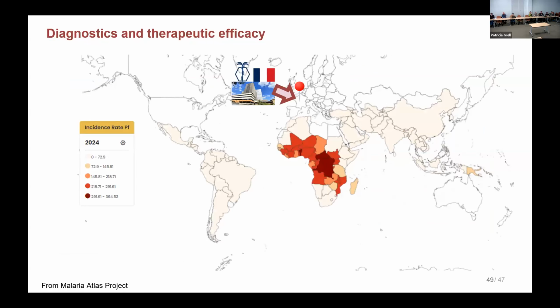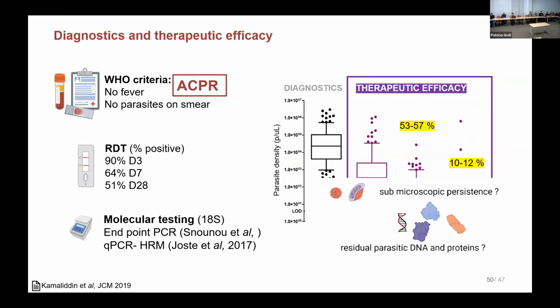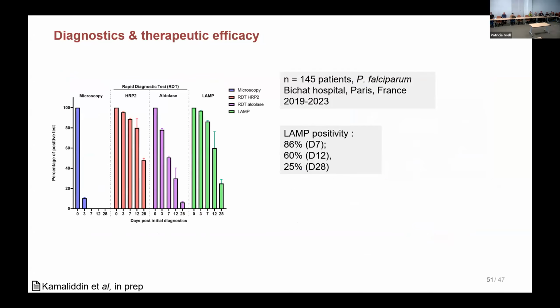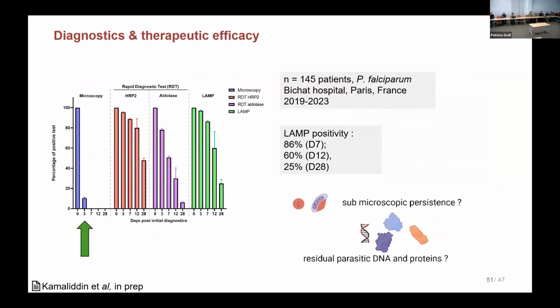So no local transmission in France. What's happening? Do we have submicroscopic persistence of parasites? Are there residual parasitic DNA and proteins hanging around? And those really matter, because if we move away from rapid diagnostic protein-based tests and look at genomic testing or DNA-based assays, we need to know what's happening at that level. We also confirmed this in an independent study, so we still have positive molecular tests and HRP2 persistence up to 28 days post-diagnostics.